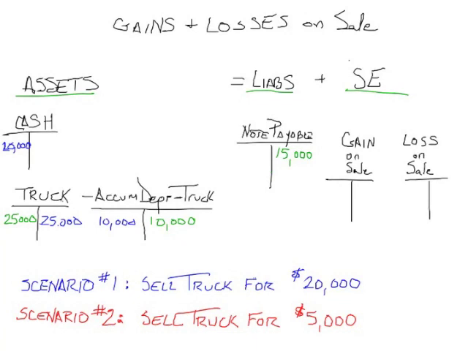But we have an issue. Our debits total $20,000 for cash and $10,000 for accumulated depreciation. So we have $30,000 of debits right now and only $25,000 of credits. We obviously need a $5,000 credit. Well, guess what? Gain on sale comes to the rescue.